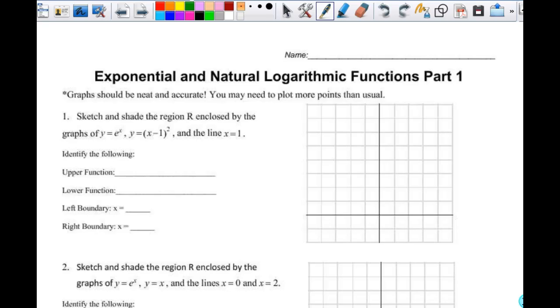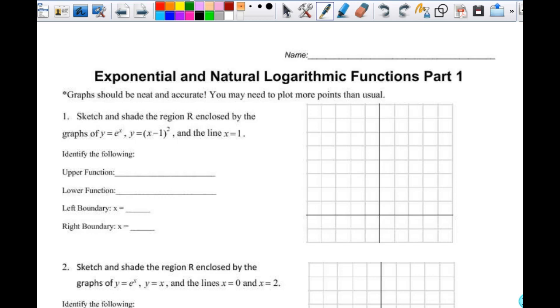So if you look at number 1, first of all, it says graphs should be neat and accurate. You may need to plot more points than usual. We usually do like 3 anchor points, draw in the sketch, and if we don't hit all the points correctly, it's fine. But with these you're going to want to be more accurate.